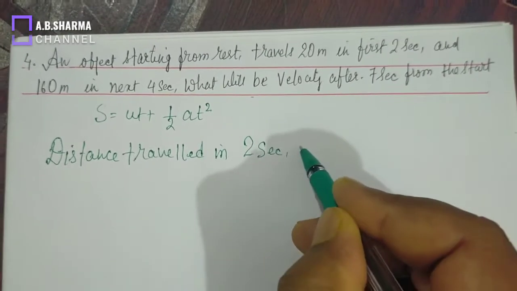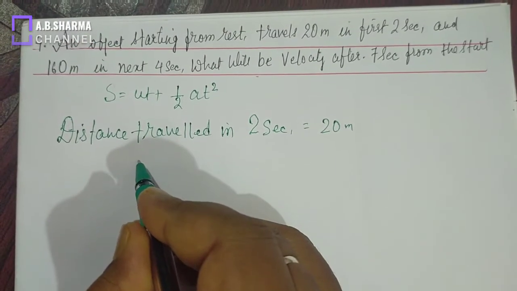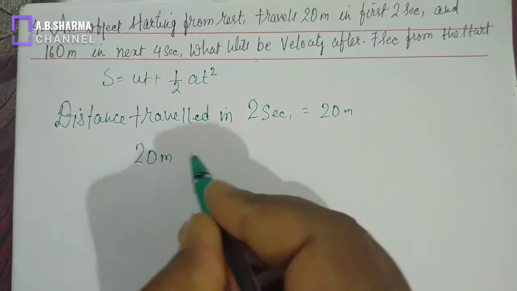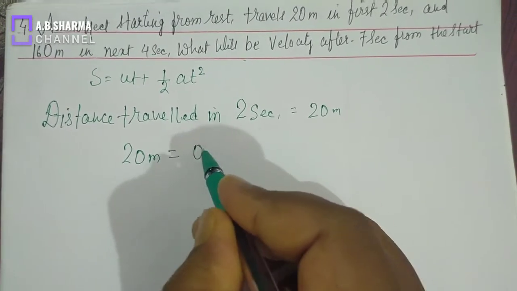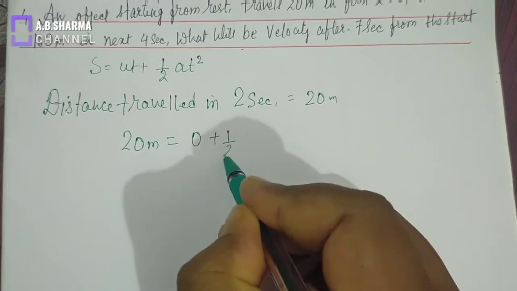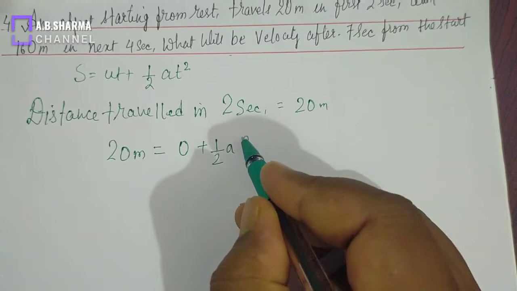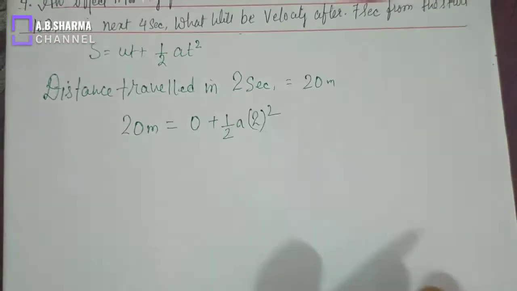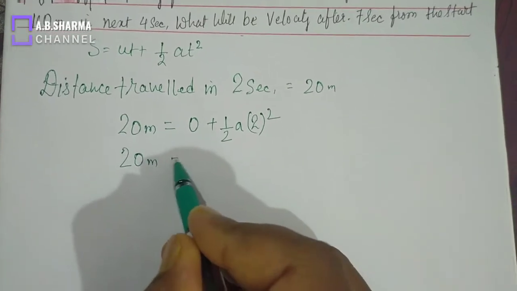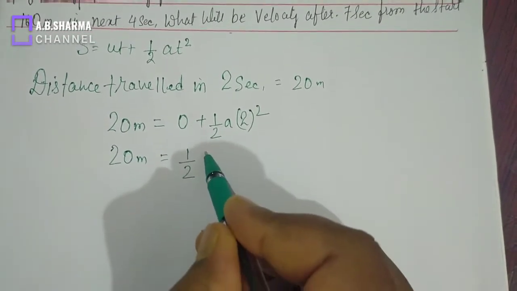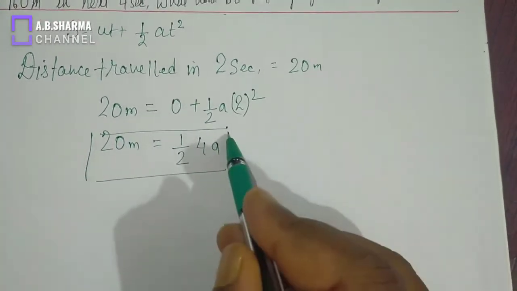2 seconds equals 20 meter. So you write 20 meter using our formula. We will write 20 meter equals ut, u equals 0, plus 1 by 2 at², and t equals the given 2 seconds, that is 2. So this is the first part, meaning 20 meter equals 1 by 2 into 4a. Let this be equation 1, or condition 1.